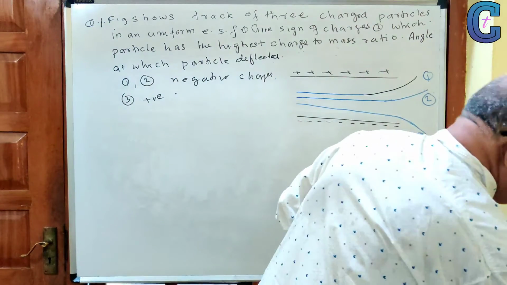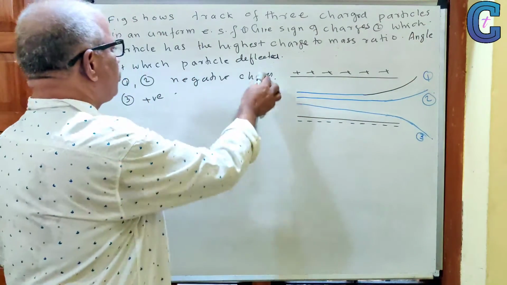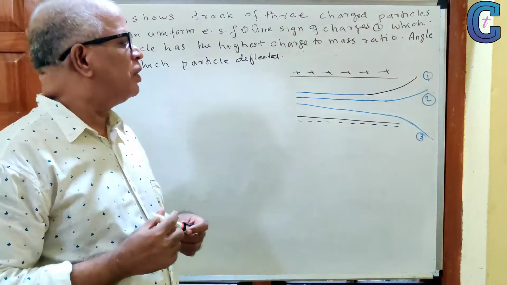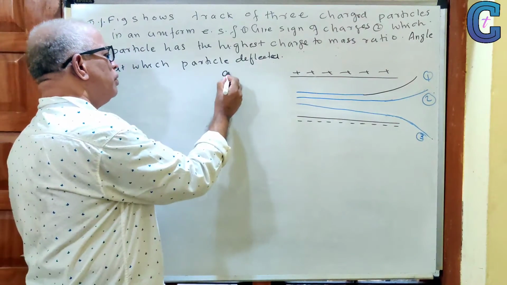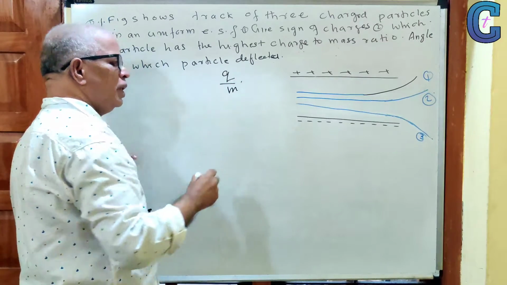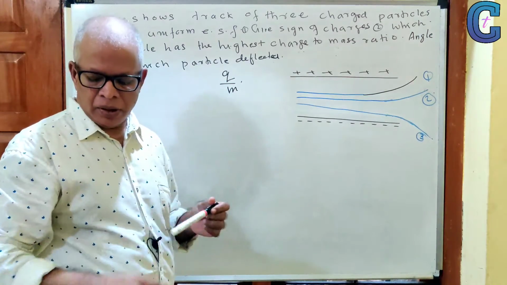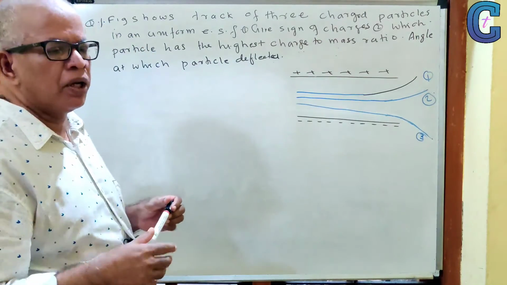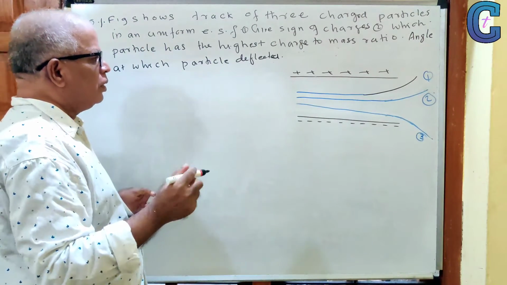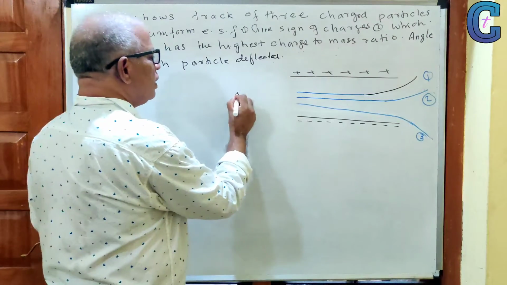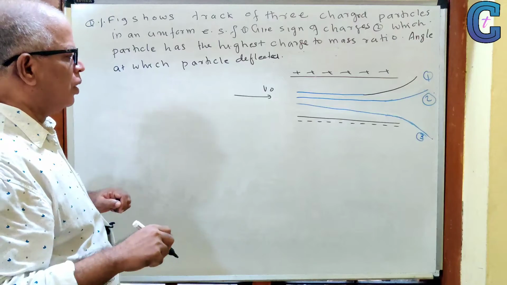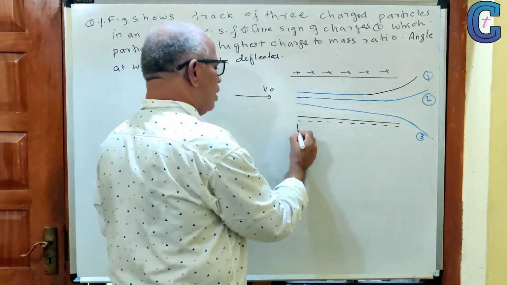So it's over. Now coming to the second part, we have to find out which has got the highest charge to mass ratio, Q by M ratio. It's a constant, called specific charge. It's by this that some scientists discovered the charge of an electron. Now, suppose the charge enters at velocity v0. Suppose this length is L.